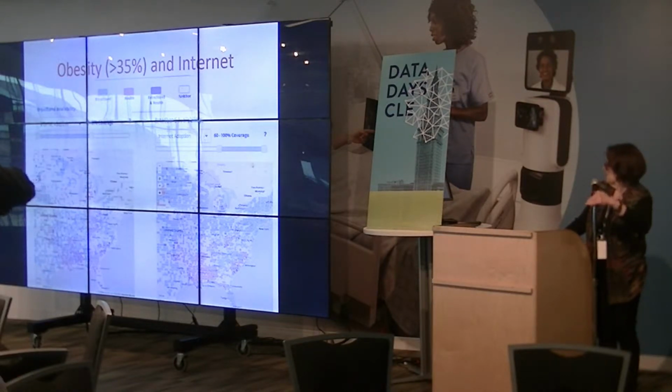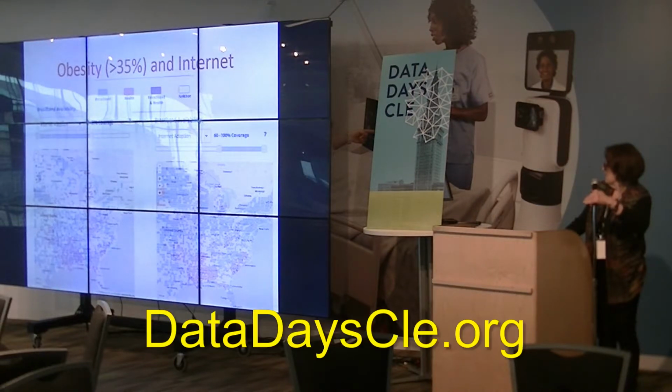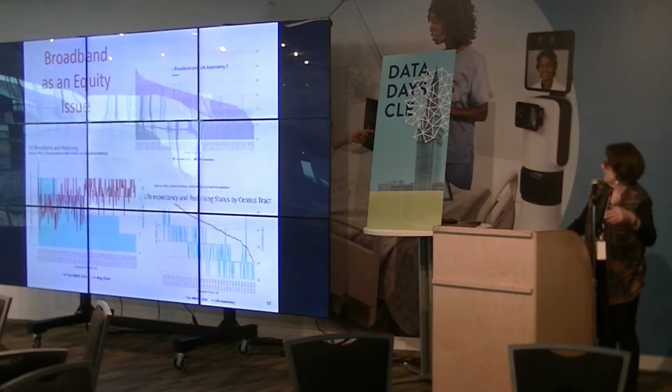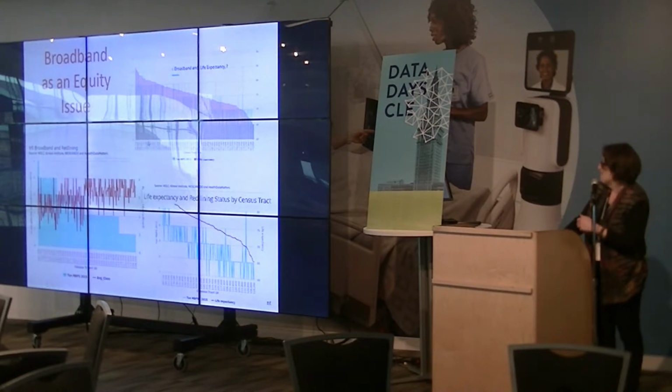Over here, when you change internet coverage to high, you see that these obese areas no longer are purple, which means the people who are obese are living in areas where a lot of people are not using the internet. So obviously these are connected with the socioeconomic factors, but we want you to think about them.